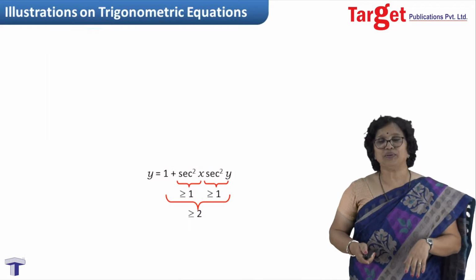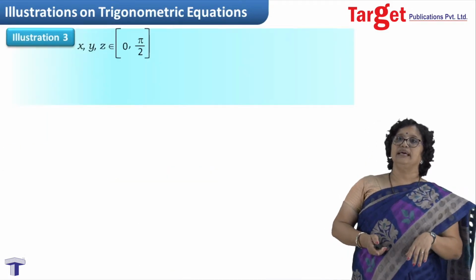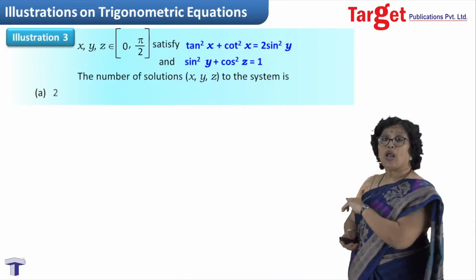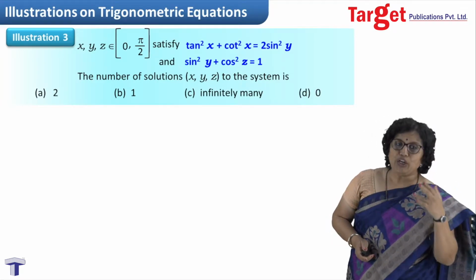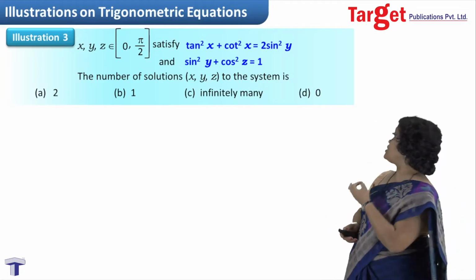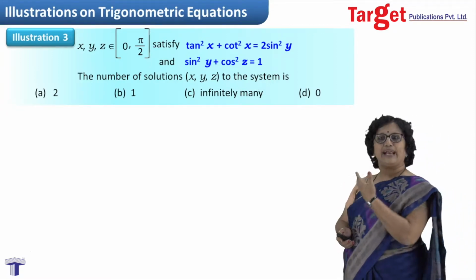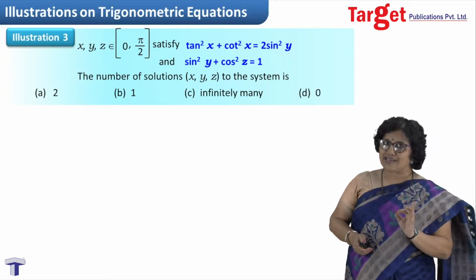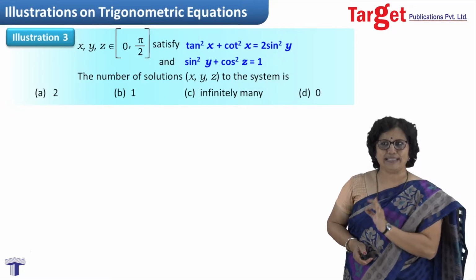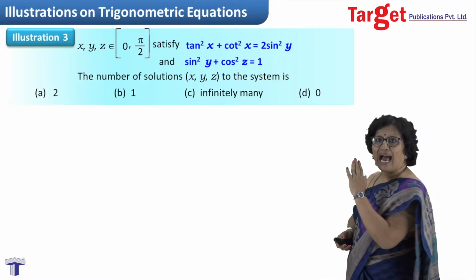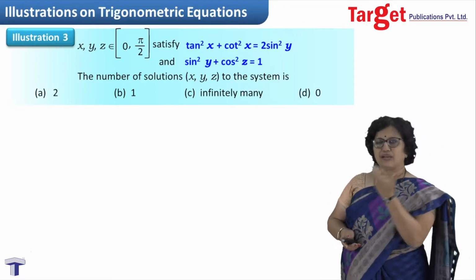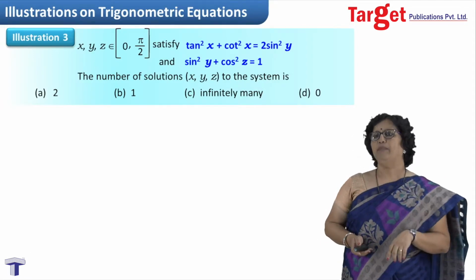Now let me move to the third one. The third one is that x, y, z all belong to 0 to pi by 2, and two equations are given: tan square x plus cot square x equal to 2 sin square y, and sin square y plus cos square z equal to 1. The question is regarding the number of solutions x, y, z to the system, and you have been given 4 options, and we will pick up the correct one.